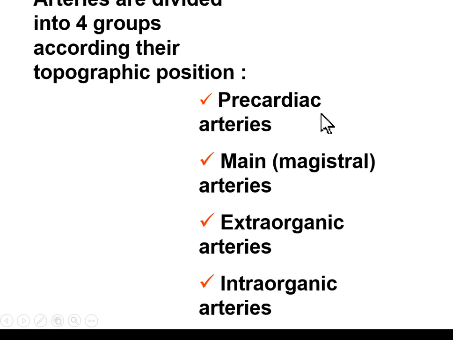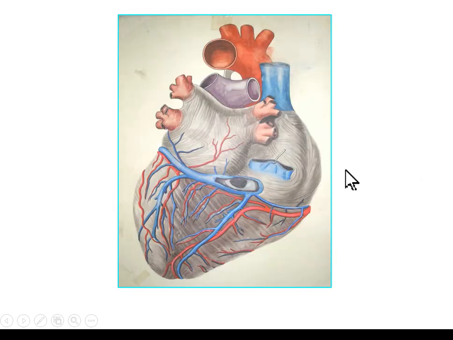Precardiac, they are near the base of the heart. Main, mediastinal, along the trunk, along the upper and lower limbs. Extraorganic, near the organs. Intraorganic, inside the parenchyma or walls of the tubular or hollow muscular organs.